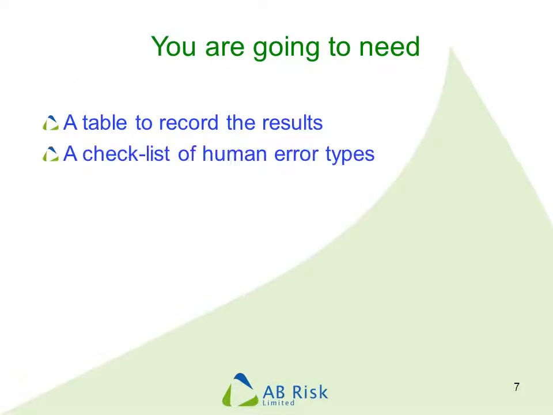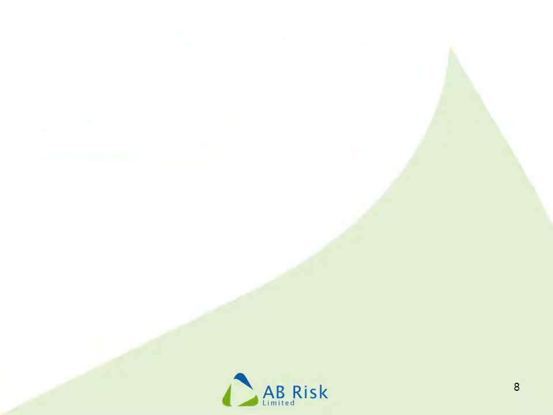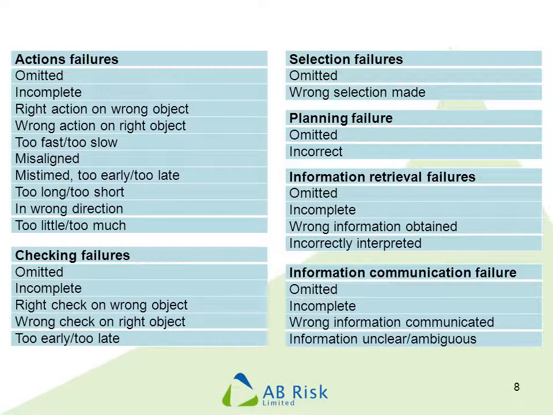As well as your table, you're going to need a checklist of human error types. This makes sure that you consider all the possible errors that may occur in the task you're looking at. This is a fairly typical checklist that you can download from my website. It identifies different types of activity, so that's actions, checks, selection, planning, information retrieval, communication. And for each it gives you some examples of the types of errors that can occur.